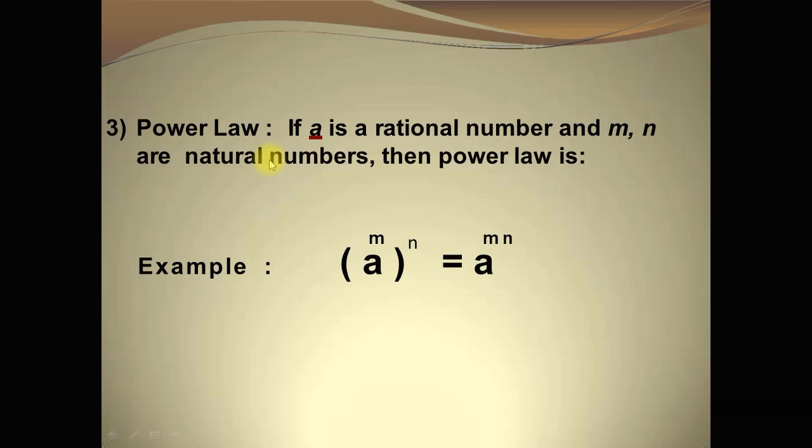Now the third law is about the power law. What is the power law? If a is a rational number and m and n are natural numbers, then the power law is a power m whole power n. A power m whole power n, multiplying these two powers, we get a power mn.